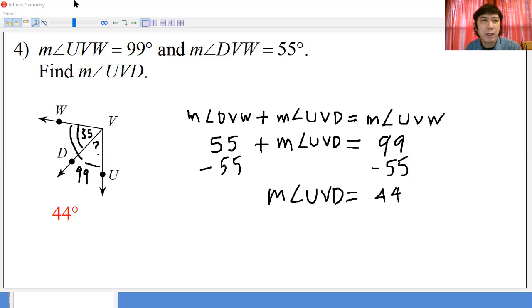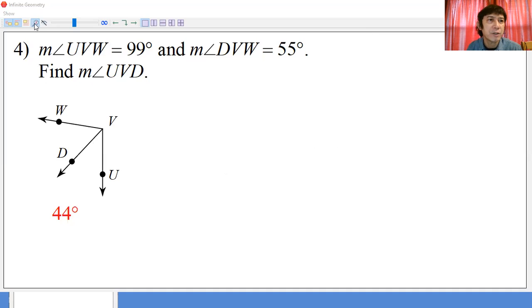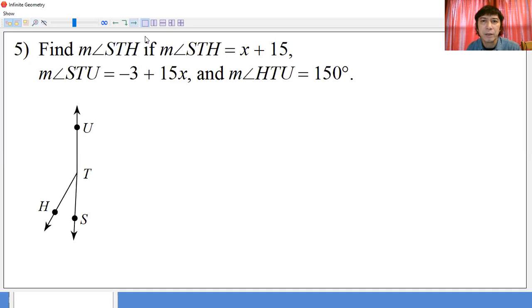Let's clear the board. Okay, and remove the answer here. We shall proceed to the next number. All right, here's the next number. This is number 5. Find the measure of angle STH. Okay, we're looking for this one. Let me just annotate that. Okay, STH is over here. STH, this one. Okay, we're looking for that small angle.